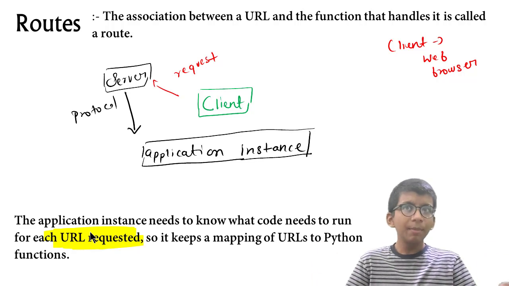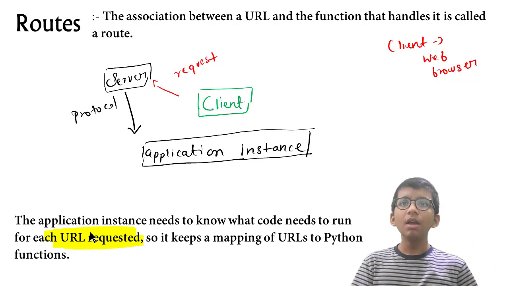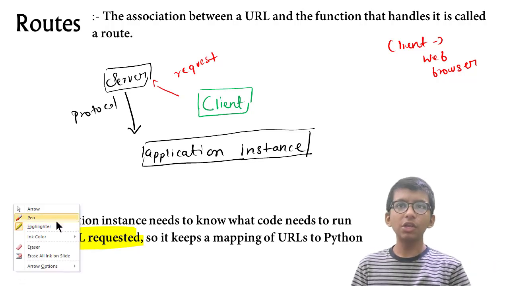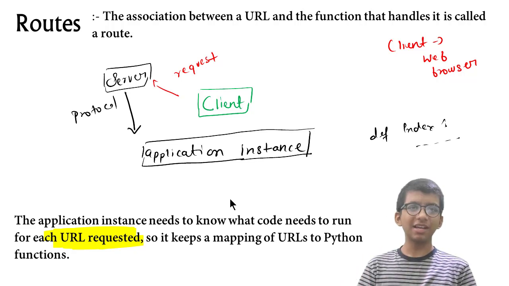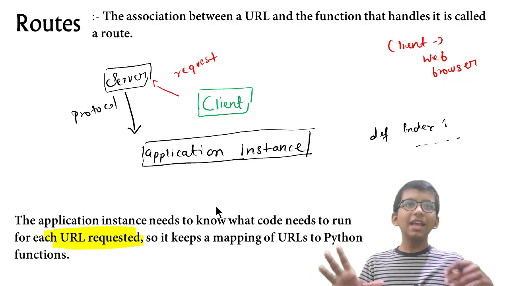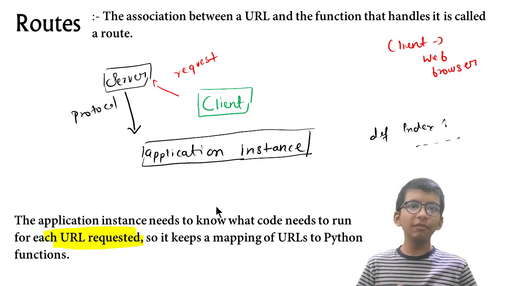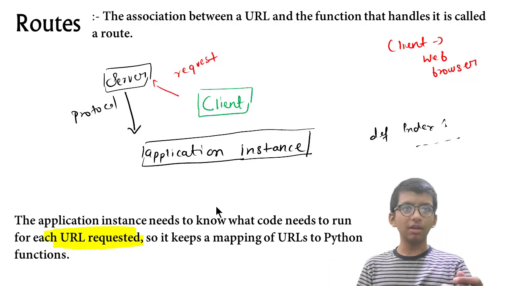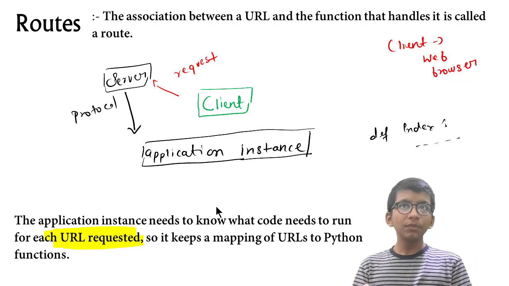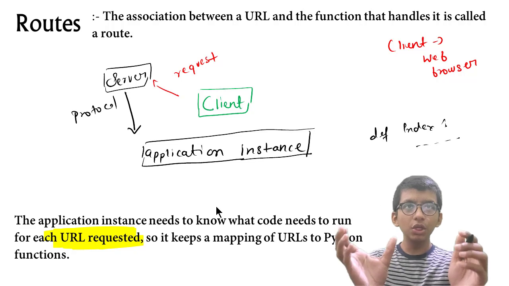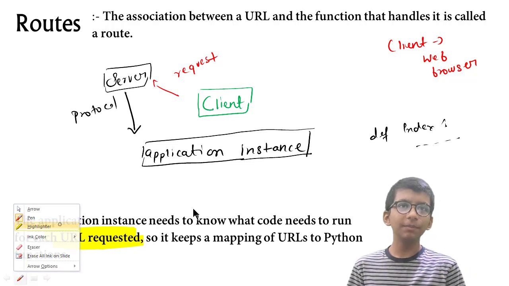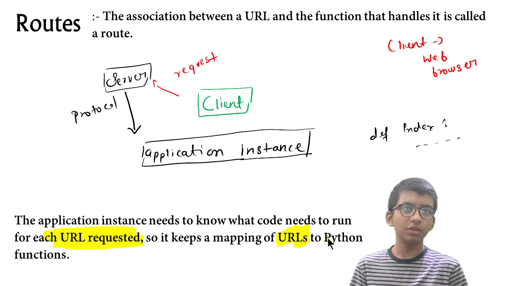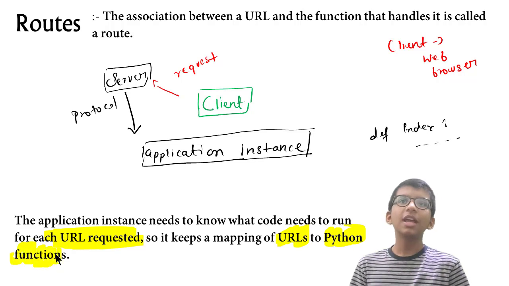This might feel very uncomfortable to you. Why? Because when we get to code, we define a function, let's say an index function, and there are various things happening there. So it simply maps the URLs to the Python functions using a decorator. We'll talk about it in just a second. So the association between the URL and the Python functions is known as the routes.